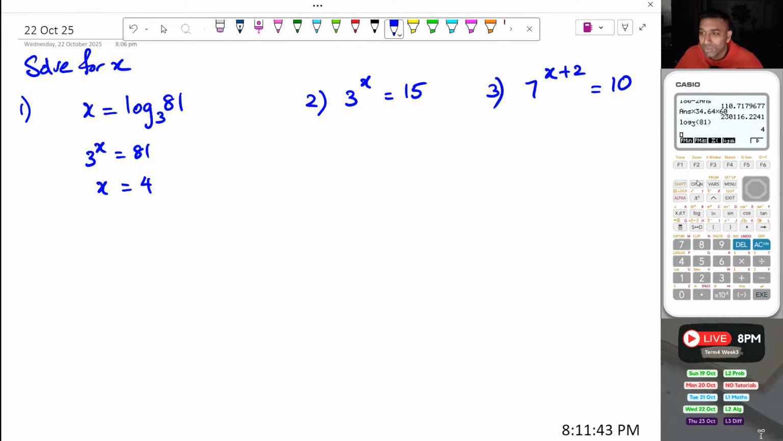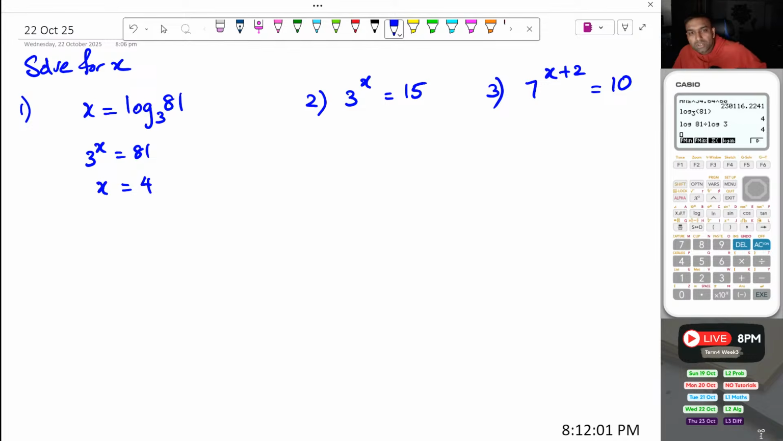Now, if for some reason you're like me and can't figure out where that button is, what you can also do is just log 81 divided by log 3. That's equal to 4 as well. So that's just a quick little way of working it out.